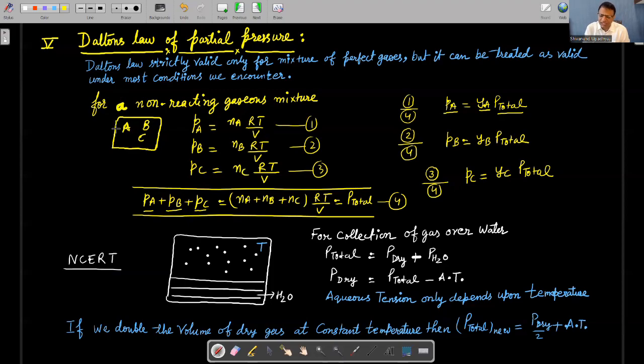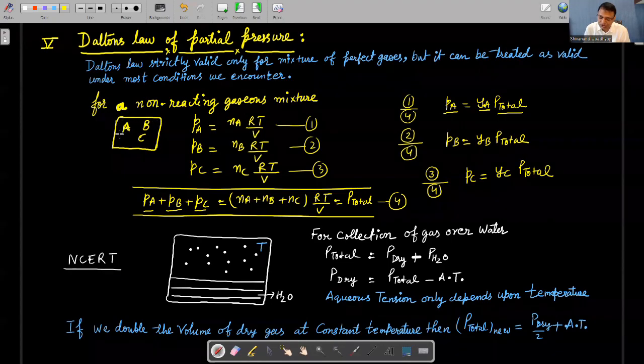Sometimes they will ask a question: this is a container, and keeping the volume constant, if we add an inert gas, what will happen to the partial pressure of A? Nothing happens to the partial pressure of A on adding inert gas at constant volume, because temperature will not change, volume will not change, moles will not change, so the partial pressure of A is not going to change.